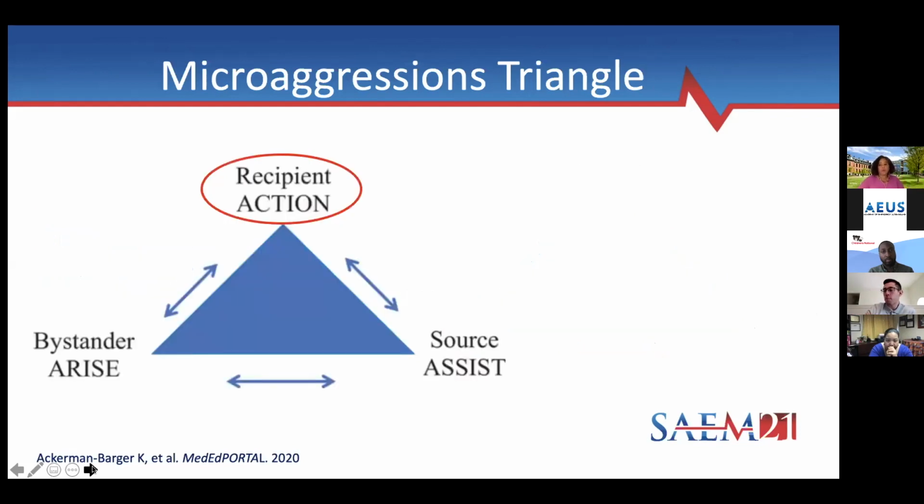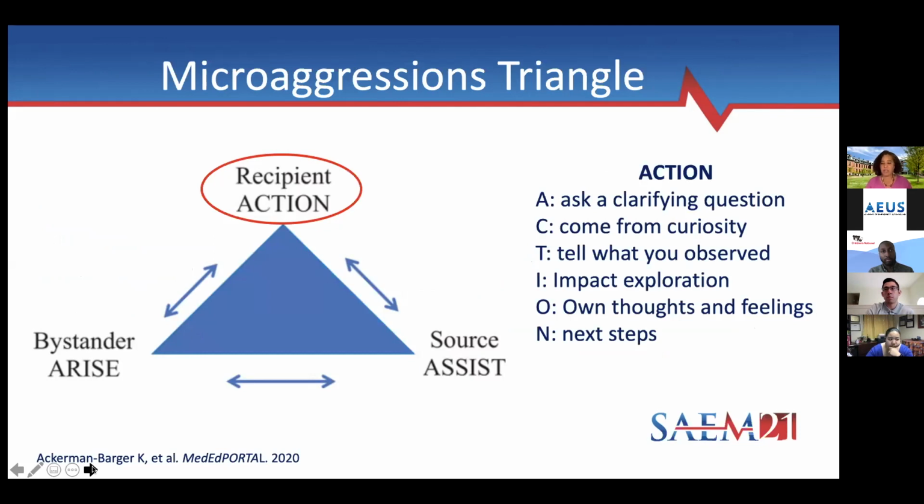So if you are the recipient of a microaggression, it can be really hard to respond because at that point you might be really angry, you might be really upset, and you have to figure out what they meant and figure out how to respond. And if you're taking care of a patient, you also might have to do that. So the mnemonic they have for that is ACTION. And mind you, all these steps don't have to be all done. They don't have to be in any particular order, but these are just some things to remember that can help respond to it. So you could ask a question.